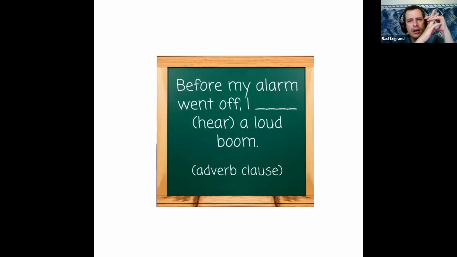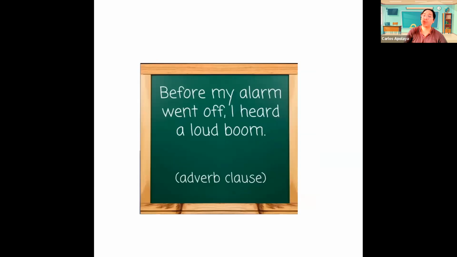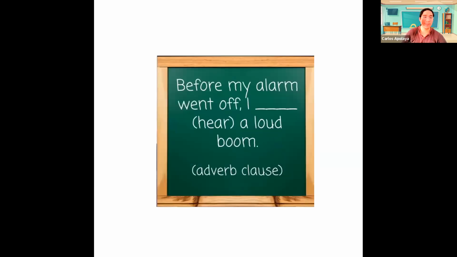Before my alarm went off, I heard a loud boom. To be honest, I was in a quandary. In a quandary es como una encrucijada. It says my alarm went off. That action happened in the past, ¿cierto? Yes. Ahora dice, antes de que mi alarma suene, ¿qué pasó? Antes de que pase esto, ¿ocurrió algo, sí o no? Yes. ¿Y qué se usa cuando ocurre algo antes que otro en el pasado?